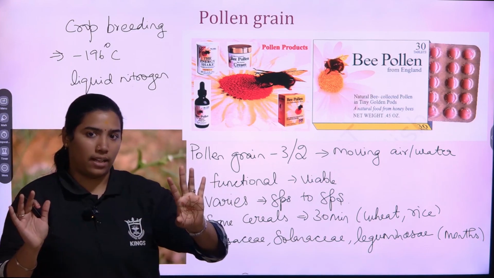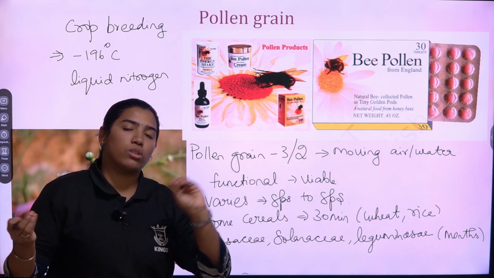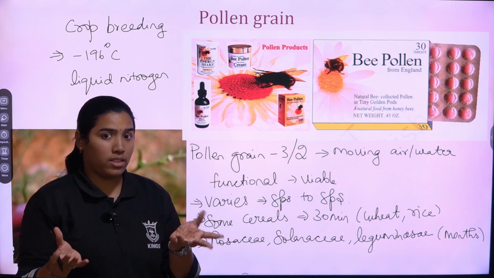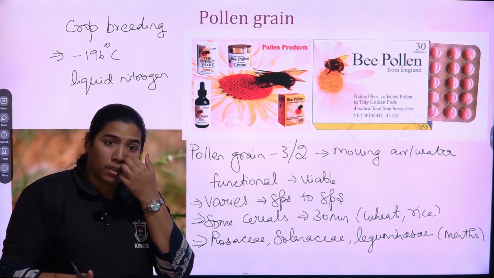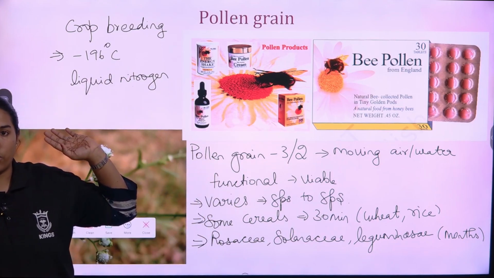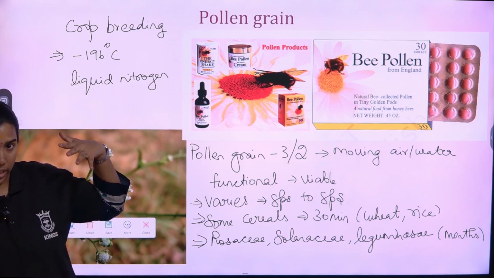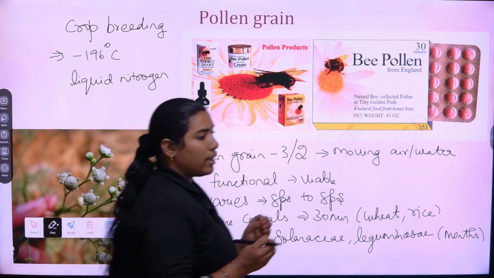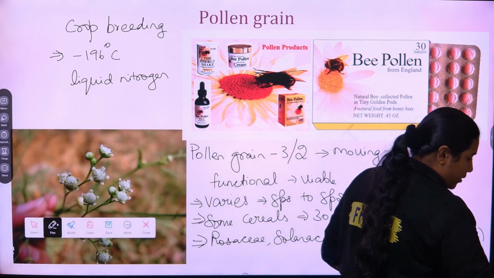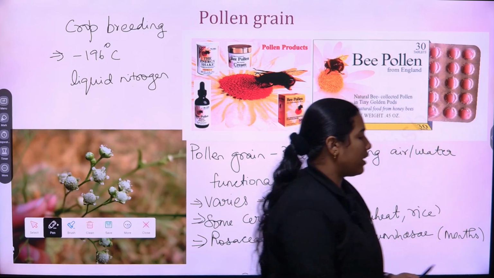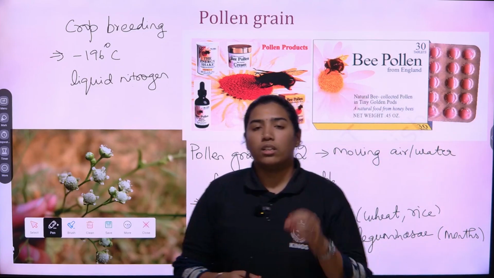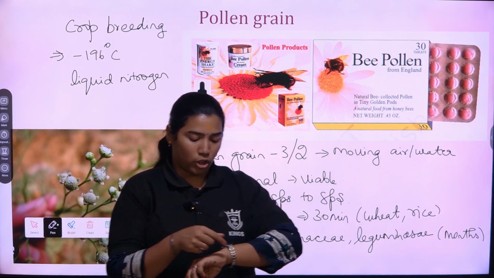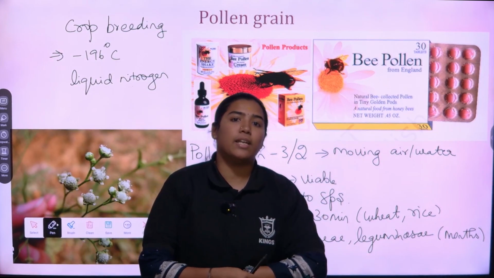If kept as such, wheat, rice and all those have a viability of 30 minutes. Rosaceae, Leguminosae and Solanaceae have a viability of months. But if you want to extend their viability, make them live a little longer, you can store them in liquid nitrogen at minus 196 degrees, and that is used in crop breeding. So pollen grains are a very important part of this. Remember, questions can easily be asked from this. So you have two topics to study, microsporogenesis and pollen grains.